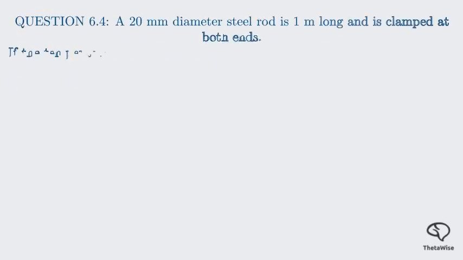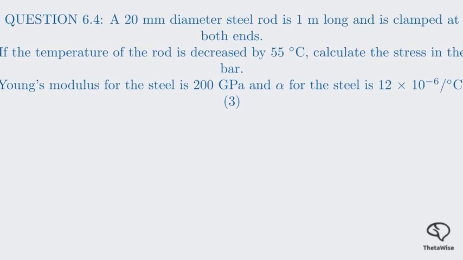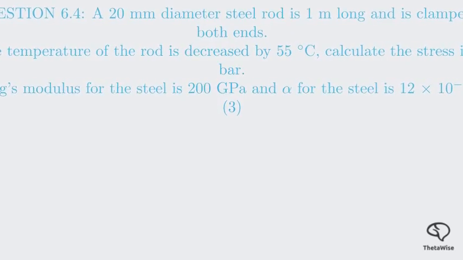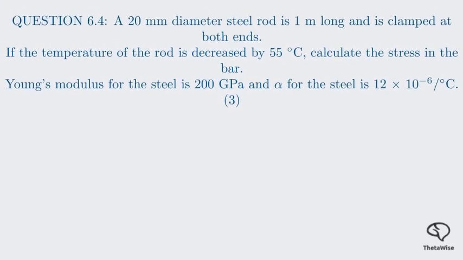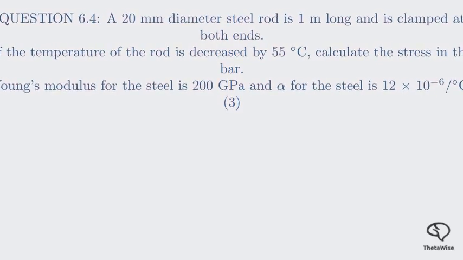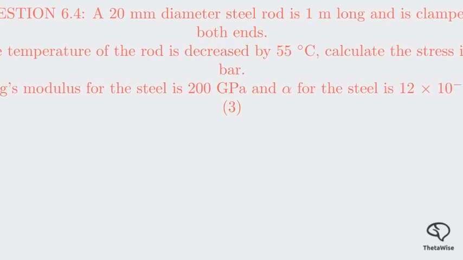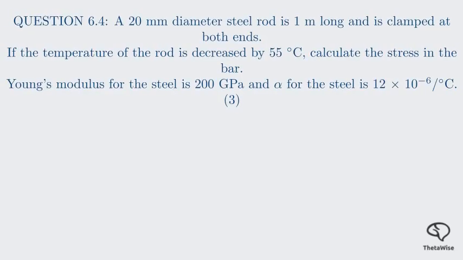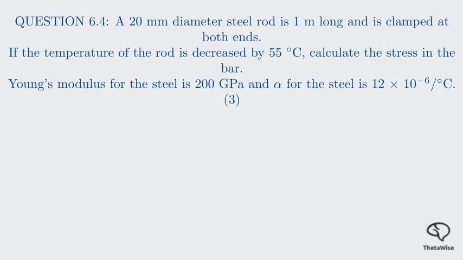We've reached our final question, 6.4, which deals with thermal stress. The question states, a 20 mm diameter steel rod is 1 meter long and is clamped at both ends. If the temperature of the rod is decreased by 55 degrees Celsius, calculate the stress in the bar. Young's modulus for the steel is 200 GPa, and alpha for the steel is 12 times 10 to the power of -6 per degree Celsius.